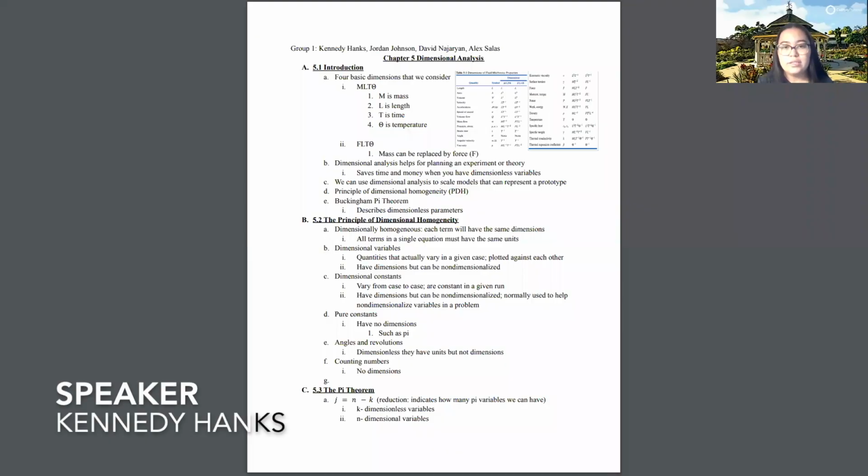We're group one, consisting of myself, Kennedy, Jordan, David, and Alex. And today we're going to be summarizing chapter 5, which talks about dimensional analysis.